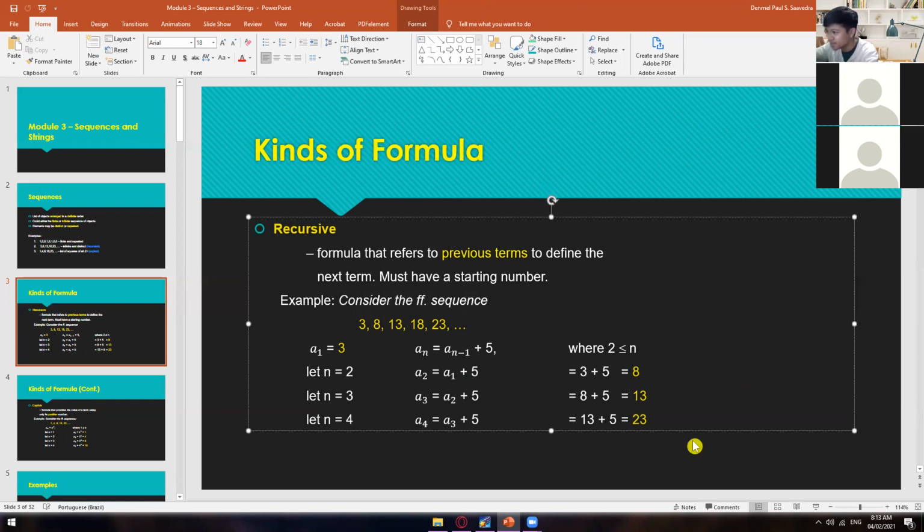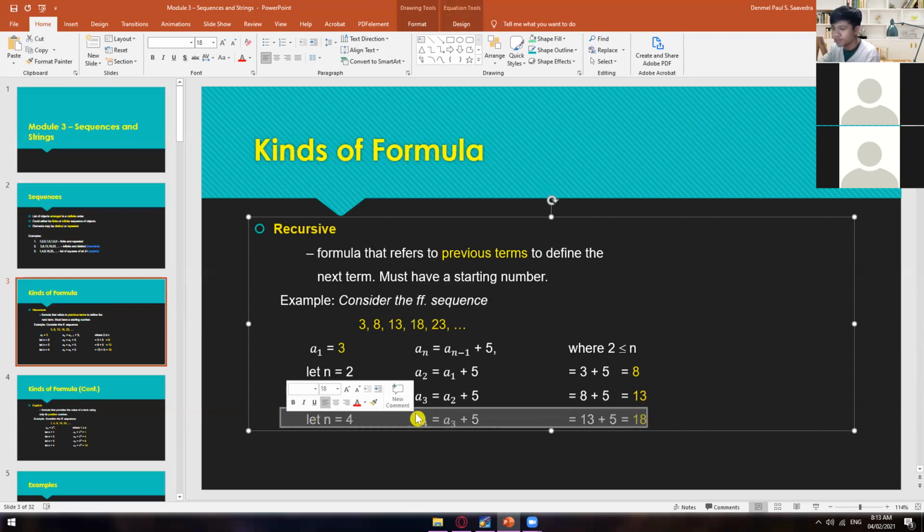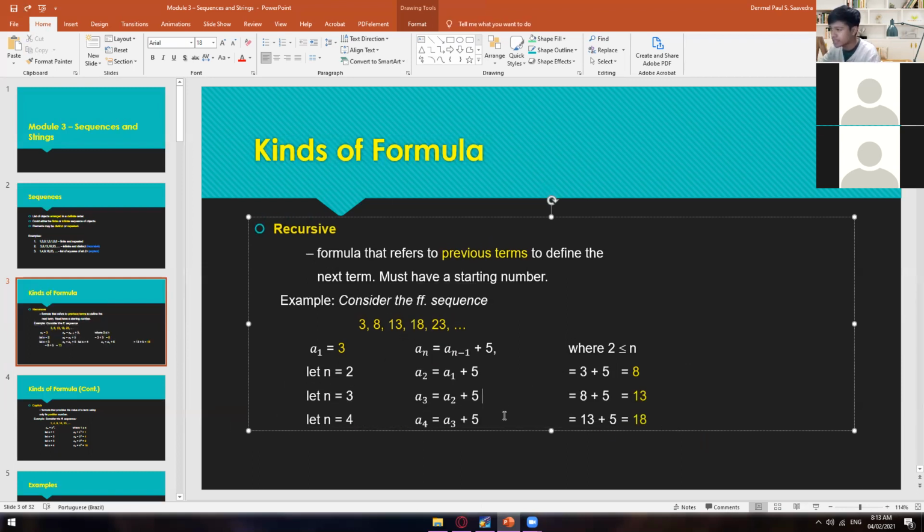Sorry, why is this 23? It should be 18. So that's the correction. So I'll just update this one later on. So 13 plus 5 is 18, and so on and so forth. So as you can see, this is our a sub 1, a sub 2, and then a sub 3, and then a sub 4. So I just didn't include the a sub 5, which is 23, right? So that's the concept of recursive. So you have to know the last terms for you to be able to get the next term.